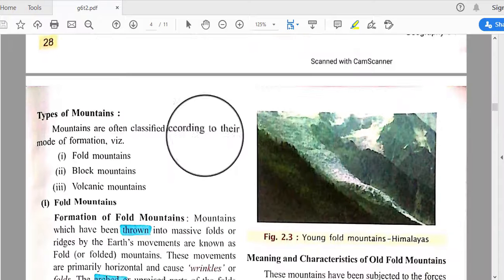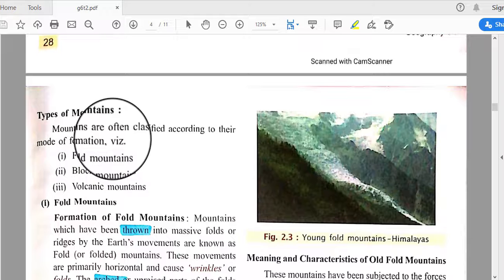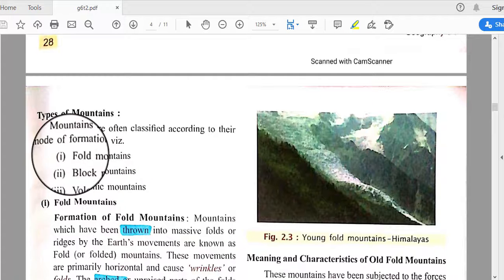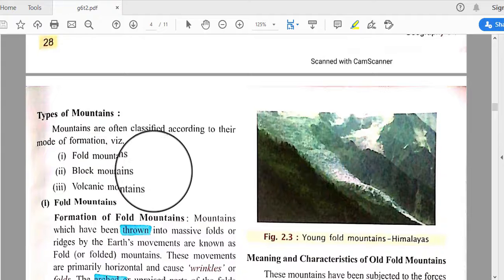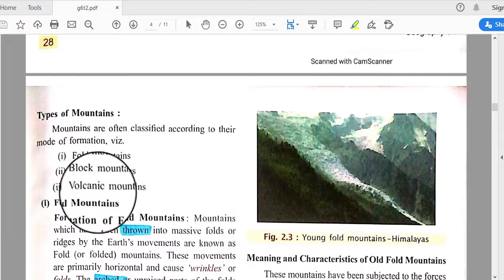And types of mountains: mountains are often classified according to their mode of formation. So we can divide the mountain into 4 parts, but in your syllabus there are only 3 parts: fold mountain, block mountain, and volcanic mountain.